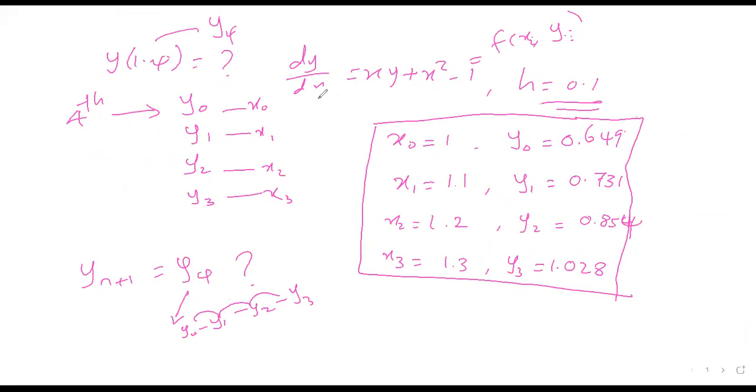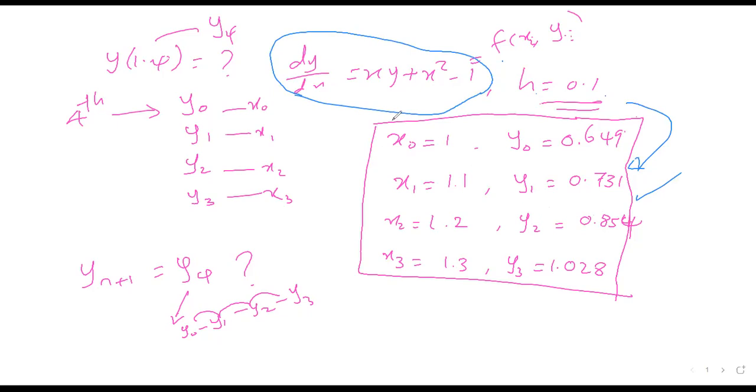See, they have given your function. So whatever the dy by dx is, you have to take it as a function of x, y. This has been given as xy plus x square minus 1. The step size h also they have given. So this also they will give you. Don't worry, I missed typing it.